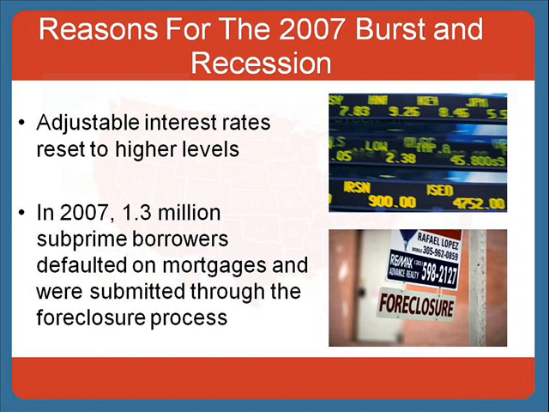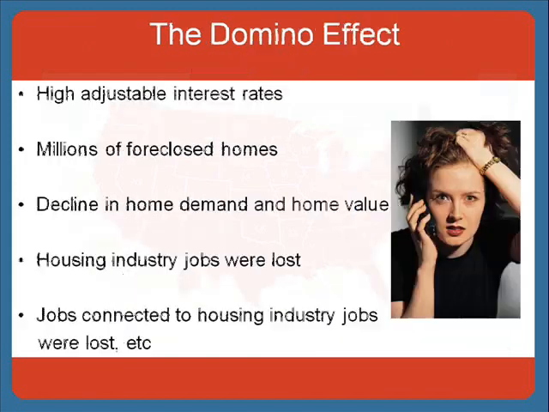When the adjustable interest rates began to reset to normal levels, masses of subprime mortgage holders began to default. In 2007, 1.3 million homes were submitted for foreclosure proceedings. This set into motion a domino-like effect of debilitating economic downturns.